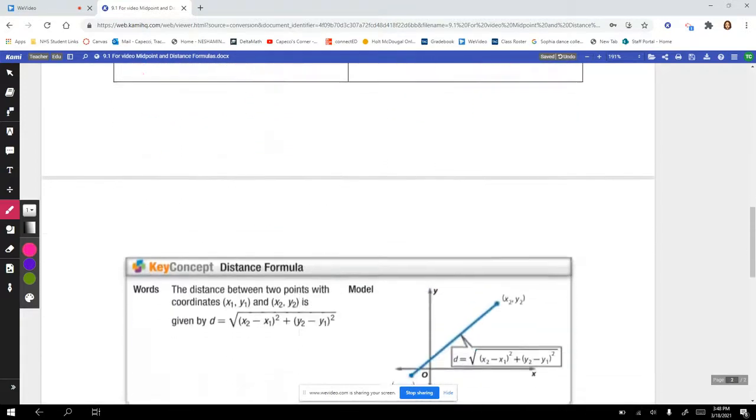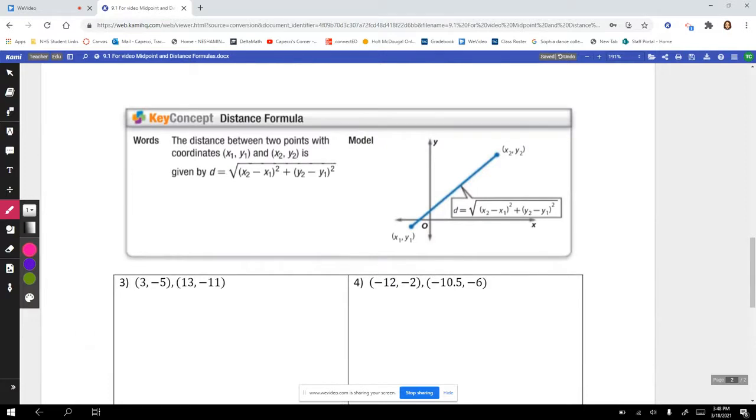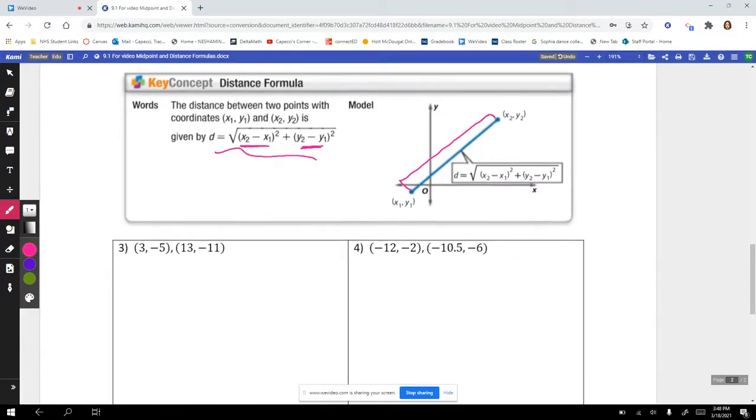All right, let's move on to the distance formula. Distance is exactly what it sounds like, the distance between two points. From here to here, how long is that segment? Here's the formula. We subtract the x's and square them, and we subtract the y's and square them. Then we add those values together and take the square root. So if we want to find the distance between these points, we're going to round.